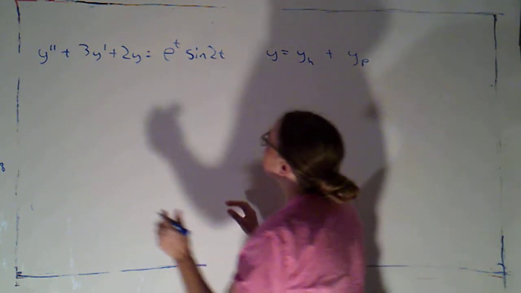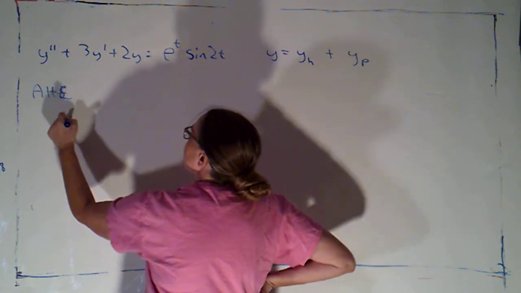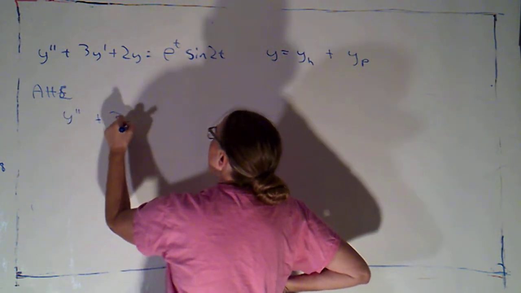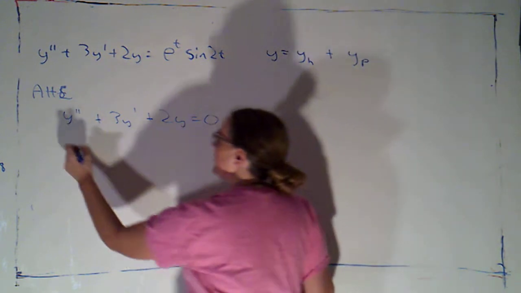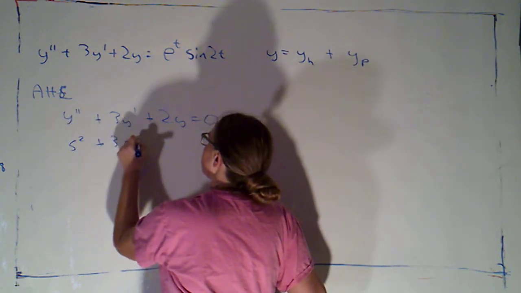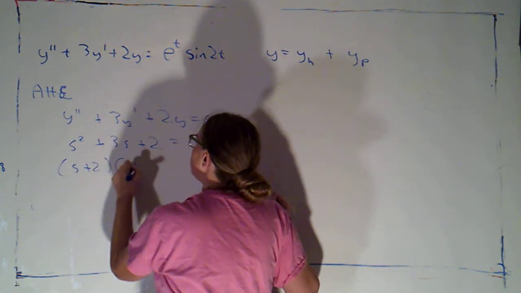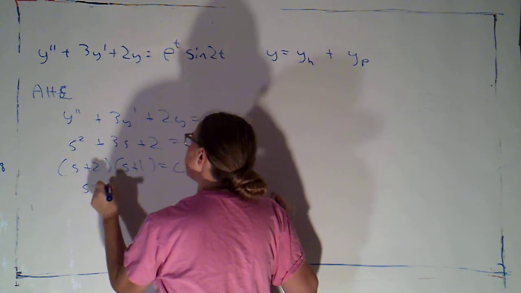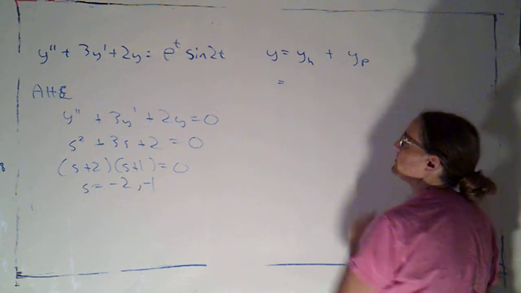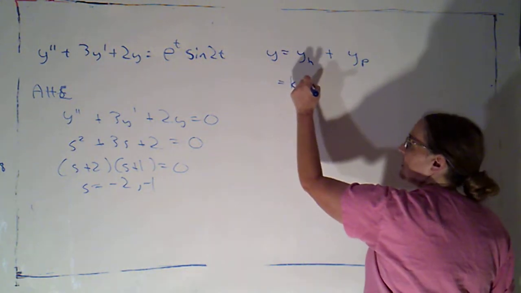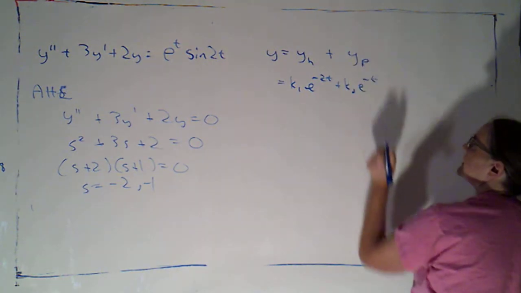So, let's start by finding a solution to the associated homogeneous. So, that's going to be y double prime plus 3y prime plus 2y equals 0. The characteristic equation is s squared plus 3s plus 2 equals 0. That's (s plus 2) times (s plus 1) equals 0. So s is negative 2 or negative 1. So my solution to the associated homogeneous is just k1 copies of e to the negative 2t plus k2 copies of e to the negative t.